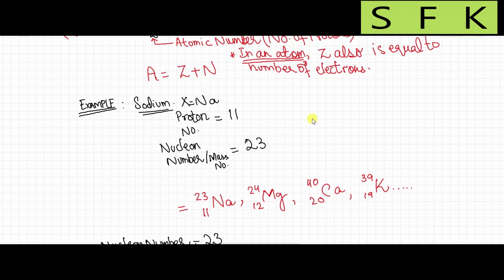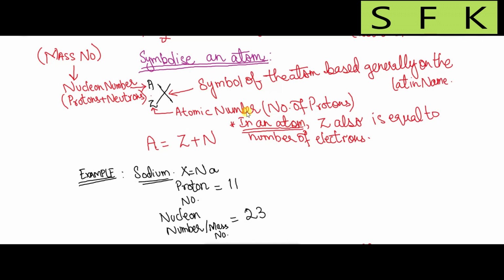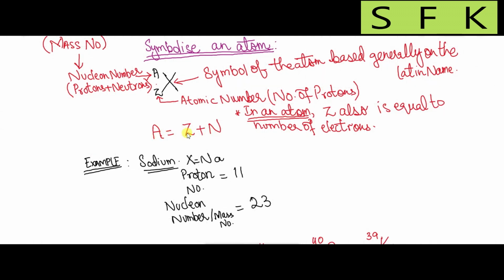I've given an example down here. One more thing: in an atom, as I discussed earlier, it's electrically neutral. So this Z, the proton number, is going to equal the number of electrons. Z also equals the number of electrons because of the neutral nature of the atom.